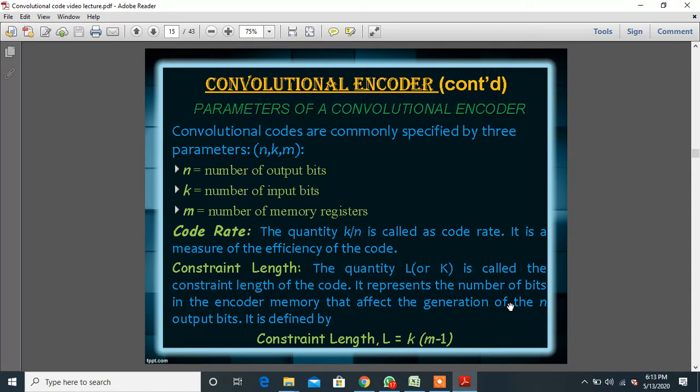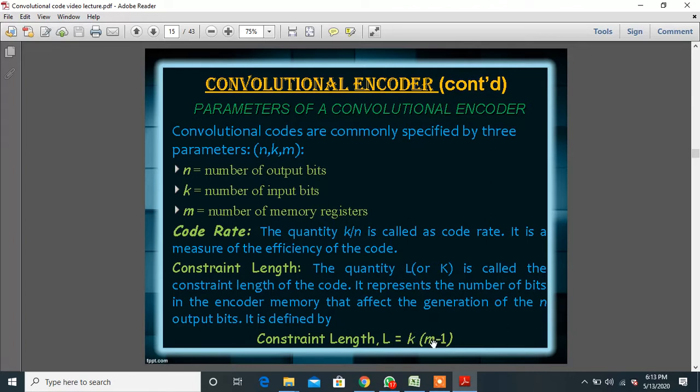Now constraint length, again a new parameter. The quantity L or K is called the constraint length of the code. It represents the number of bits in the encoder memory that affect the generation of n output bits. It is defined by constraint length L is equal to k(m minus 1). What it signifies is the data which is present in the shift registers at that moment. So that will define the constraint length. L is equal to k(m minus 1).